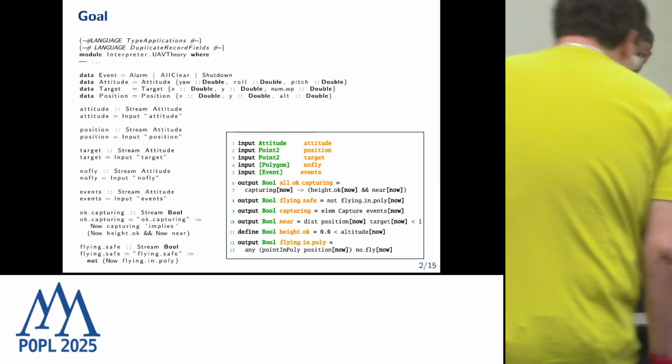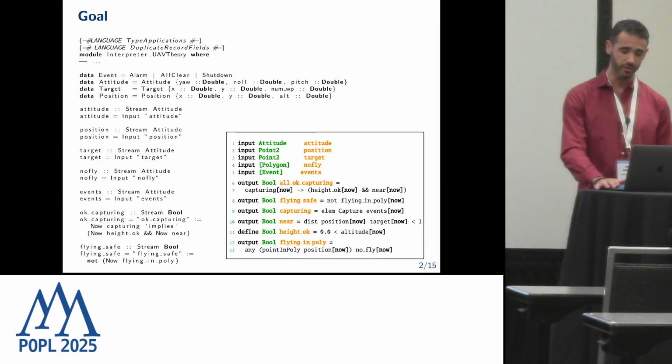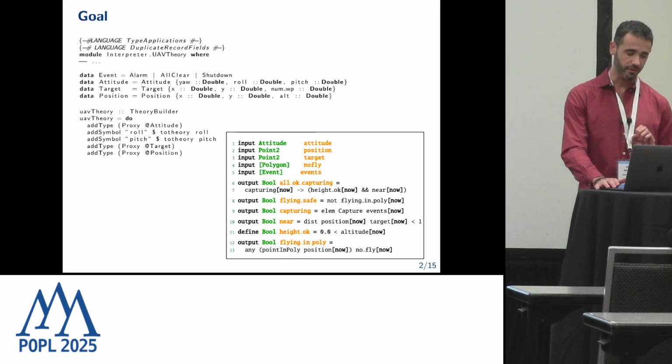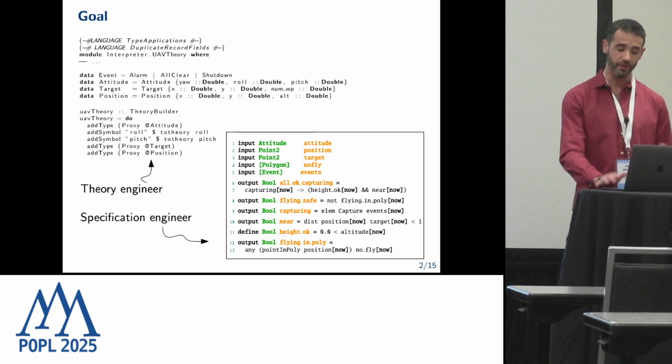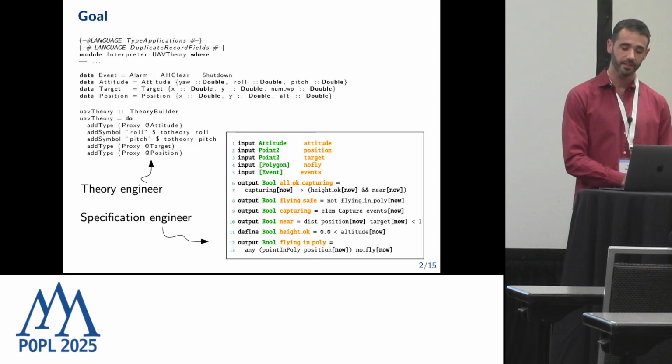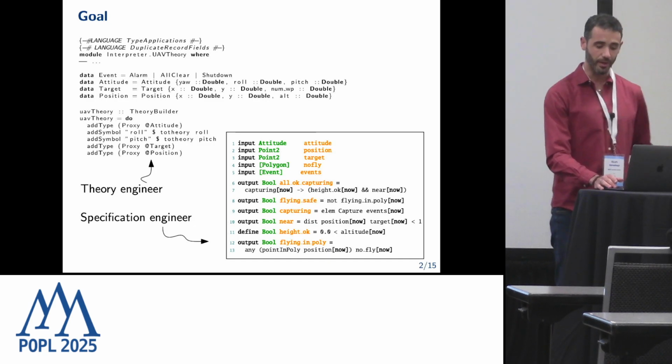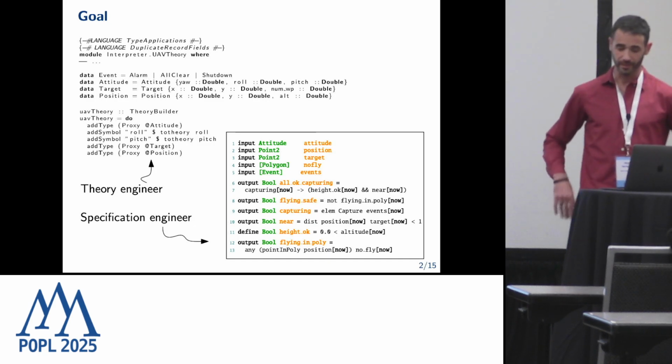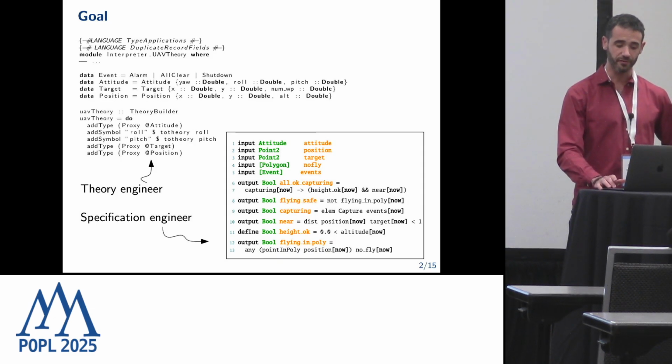So in this work, we wanted to tackle that, and to do it, we unfolded the work in two. On one hand, a theory engineer would write the data type for the application domain in Haskell, that would get compiled, and then a specification engineer will write the specification as it was intended in the first place. So in this talk, I will tell you how and why we did that.